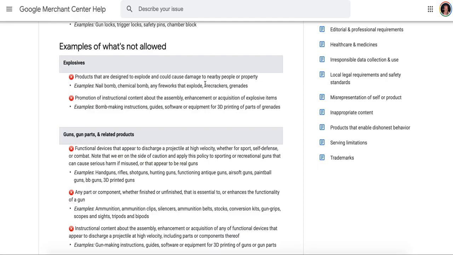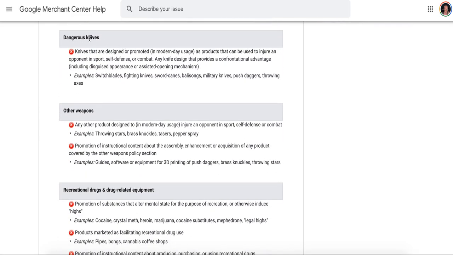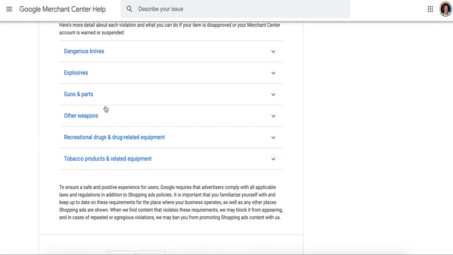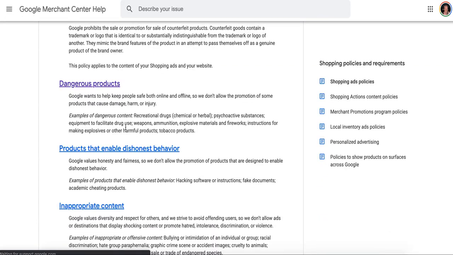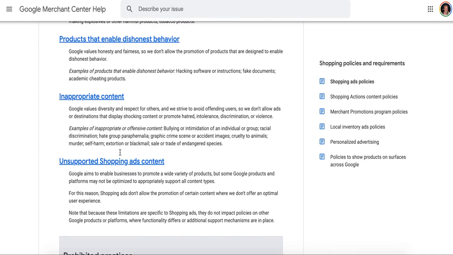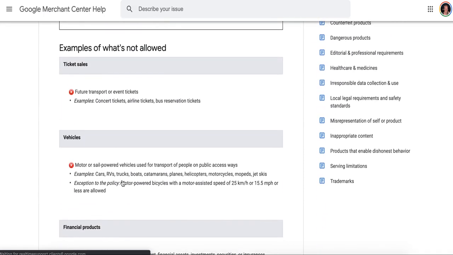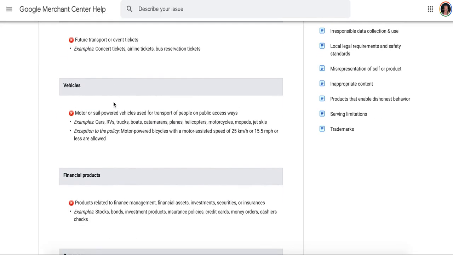3D printing parts of grenades, guns, parts and related products, dangerous knives, other weapons, recreational drugs, tobacco. Yeah, so there's not a whole lot of product categories here that are banned. But you really want to make sure that whatever you're going to be selling, let's see here, they have more here. Ticket sales, concert tickets, airline tickets, okay.